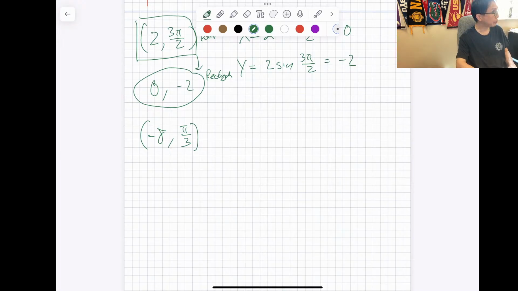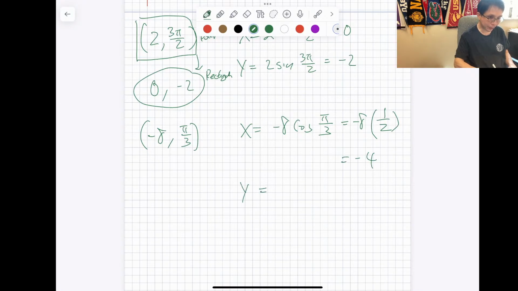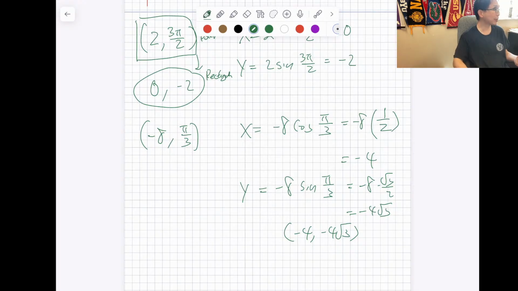You find a rectangular coordinate? x is equal to -8 times cosine of π/3. What's cosine of π/3? Half. That's equal to -4. y is equal to -8 sine of π/3, which is -8 times square root 3 over 2. So that's equal to -4 root 3. So it'll be (-4, -4√3). Is that okay?